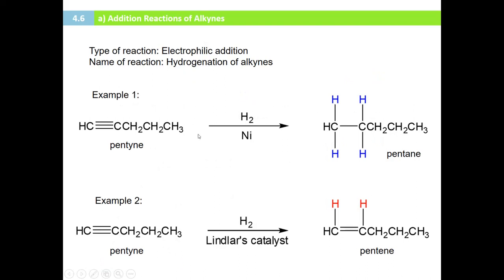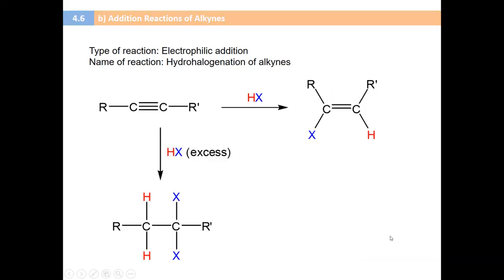So if you have a pentyne, here a pentyne reacts with 2 moles of hydrogen in the presence of nickel. So again, you will produce an alkane. Same goes here. If you react with 1 mole of hydrogen in the presence of Lindlar catalyst, the configuration of the product is a cis configuration. So you will observe hydrogen, which is the same group, at the same side of the carbon-carbon double bond.